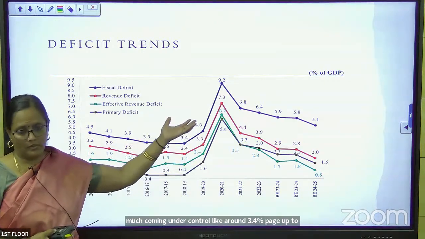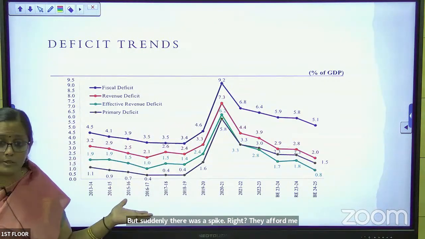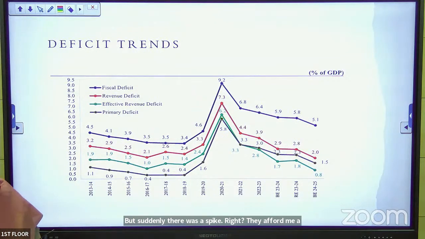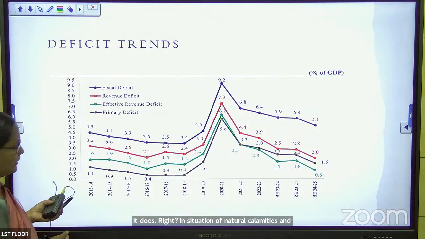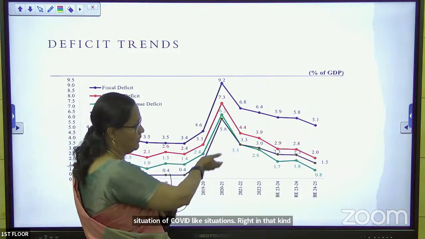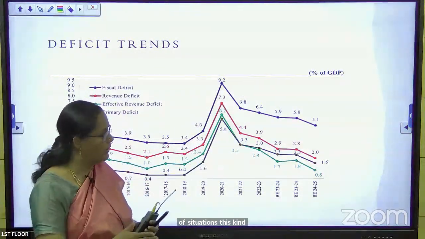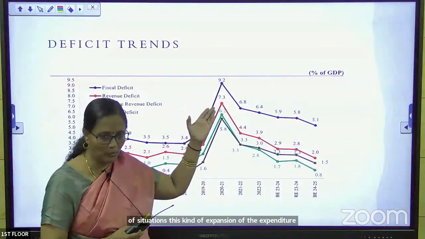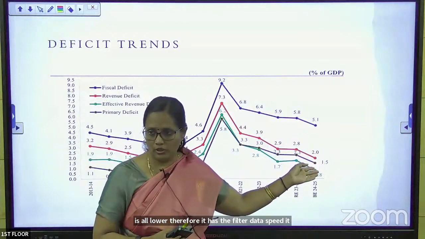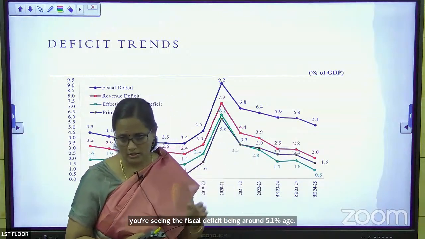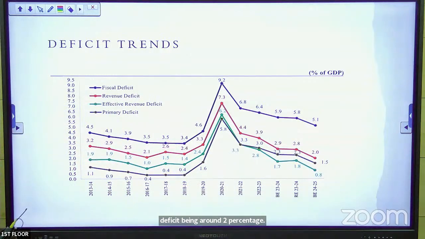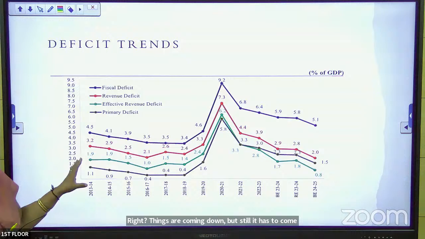But suddenly there was a spike, right? Does the FRBM Act allow the spike? Yes, it does, in situations of natural calamities and COVID-like situations. In that kind of situation, this kind of expansion of expenditure is allowed. Therefore, it peaked up to 9.2%, and it's again coming down. Now you are seeing the fiscal deficit around 5.1%, revenue deficit around 2%, right? Things are coming down, but still it has to come under control. Have we achieved the FRBM Act? We haven't achieved it so far, which we should have done a long time back.